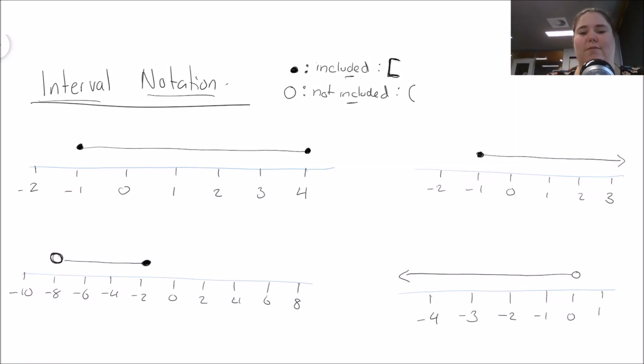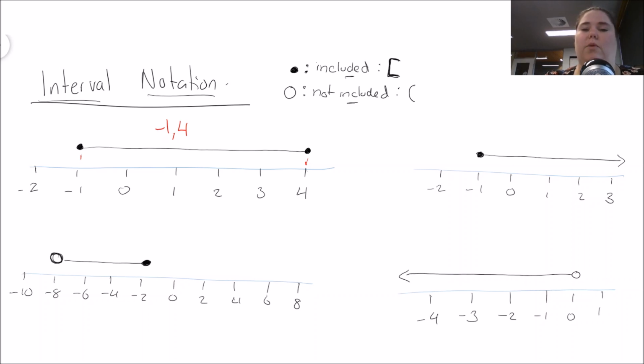Interval notation. We want to be able to represent a set of numbers by using what looks like a coordinate, but it's actually just saying these numbers are in this space. So on my number line here, I can see that I've got a set of numbers that start at -1 and end at 4. So I would write -1, 4. You always go from smallest number to biggest number.